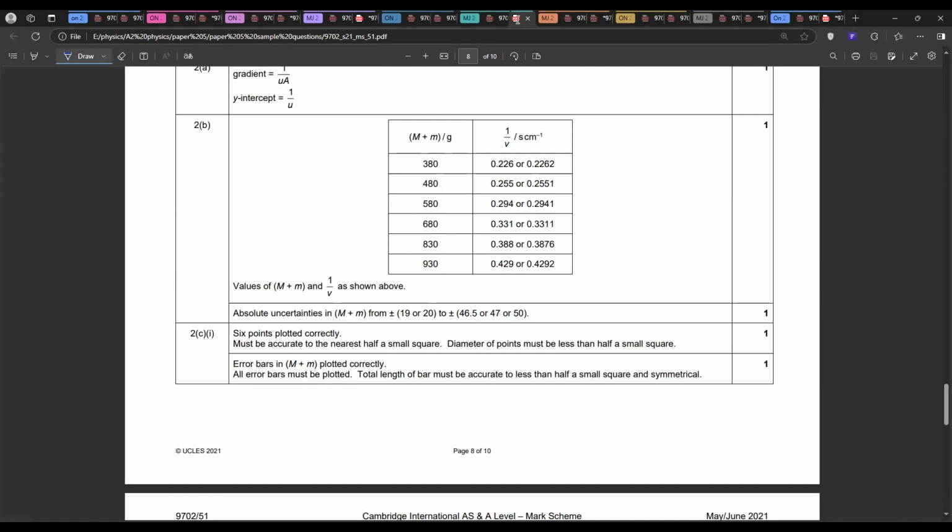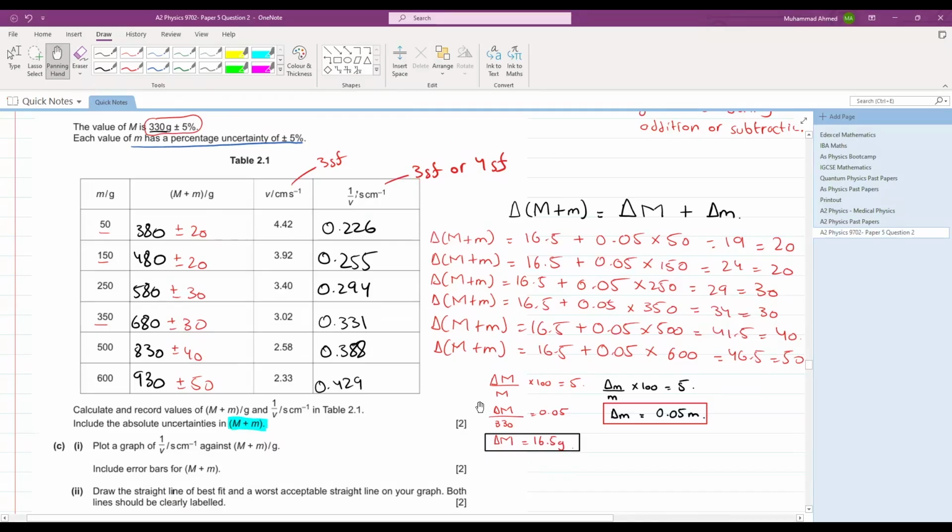You can see that the absolute uncertainties in capital M plus a small m can range from 20 to a value of 50. So we are correct. We have done it correct. Your absolute uncertainties can range from 20 to a value of 50. Simple. We have done this very, very correctly.